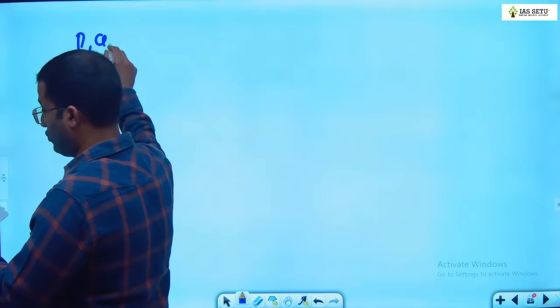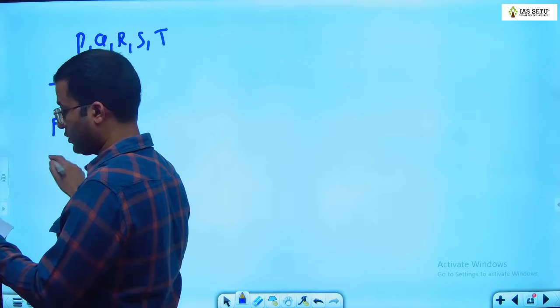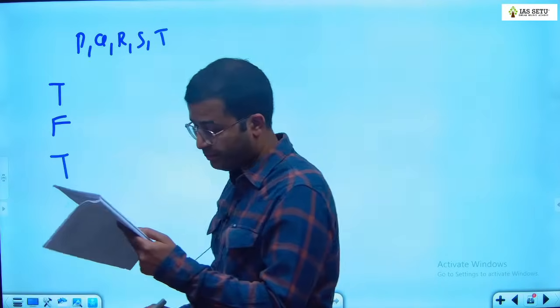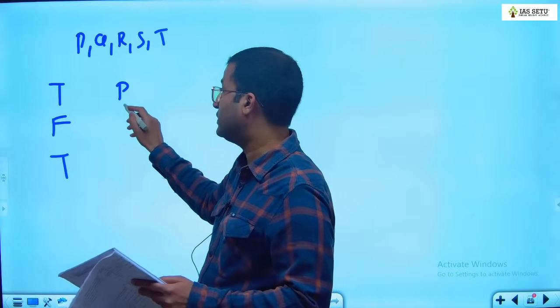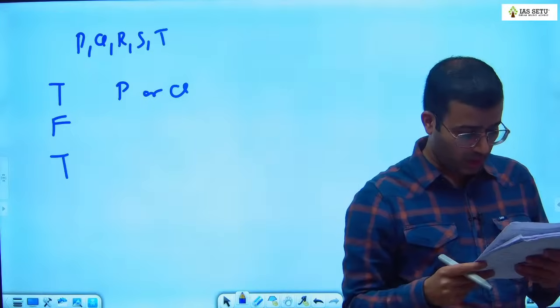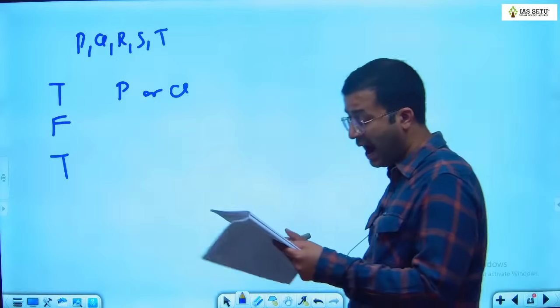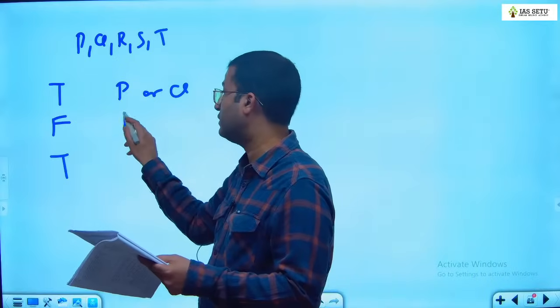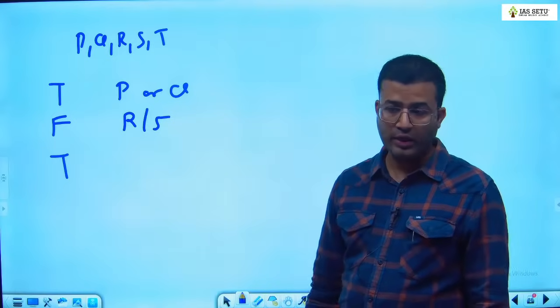Question: there are 5 candidates P, Q, R, S, T. One true statement, one false, one true. Only one of P and Q was selected for the job, either P selected or Q selected, one of P and Q. At least one of R and S was selected for the job, at least one, it says at least one of R and S got selected, but this is false.